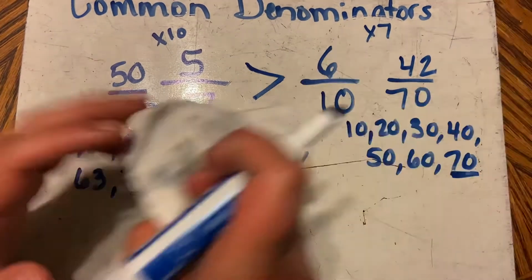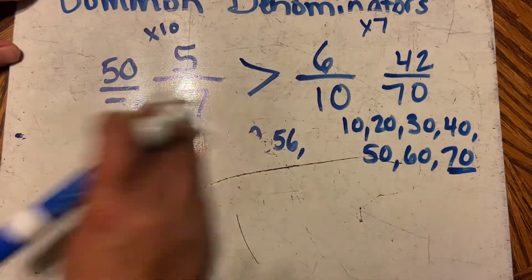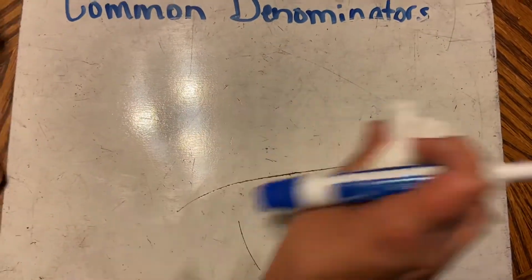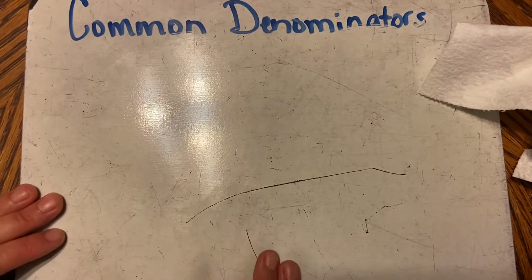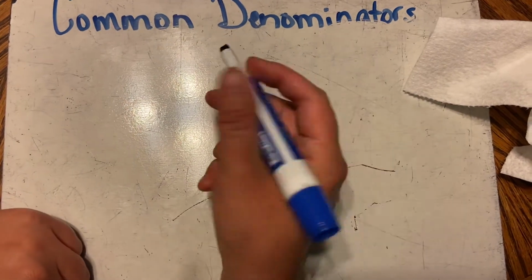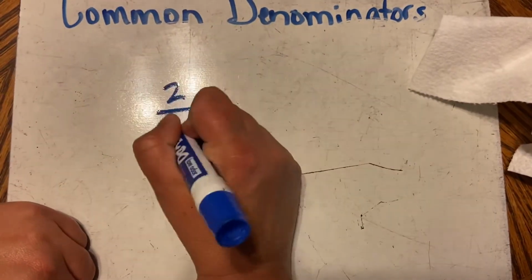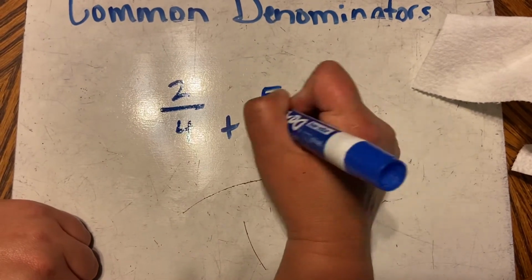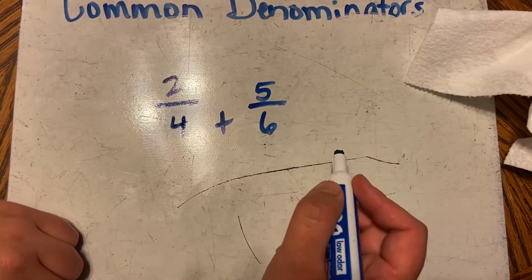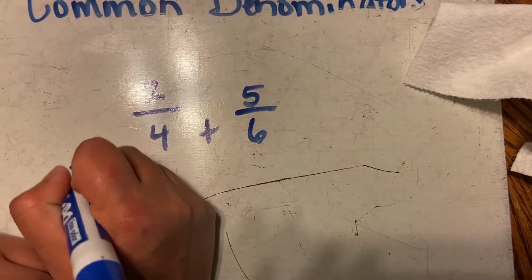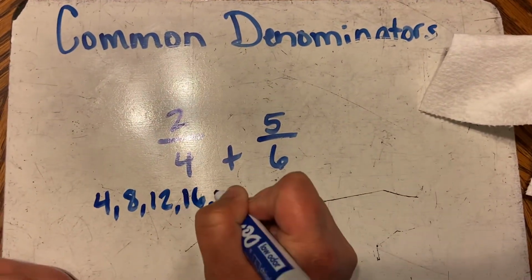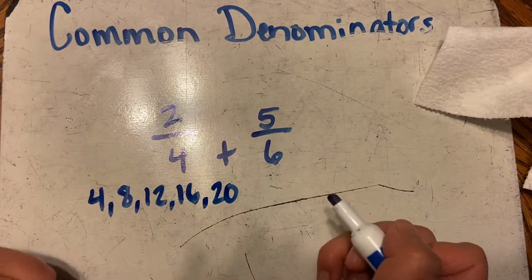So this is the way that you can use common denominators to help you compare two fractions. Like I said, you can also use common denominators to help you add two fractions or subtract them. I'm going to show you a real quick way to do that. Let's say I have 2/4 and 5/6, and I want to add those. I'm going to do the same thing I just showed you: find the common denominator. So I'm going to list my multiples: 4, 8, 12, 16, 20, and we'll see if that's enough.